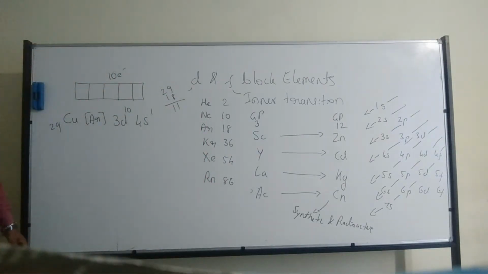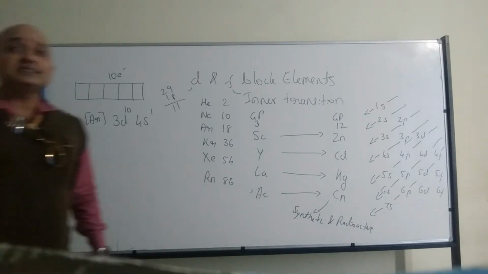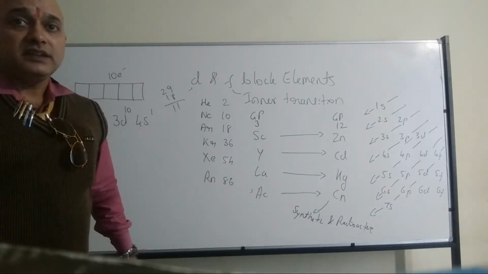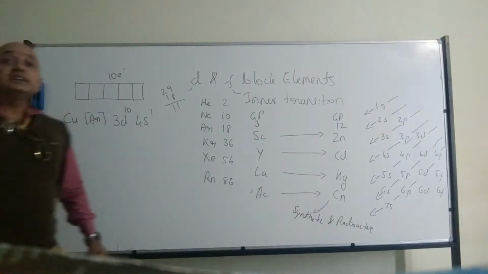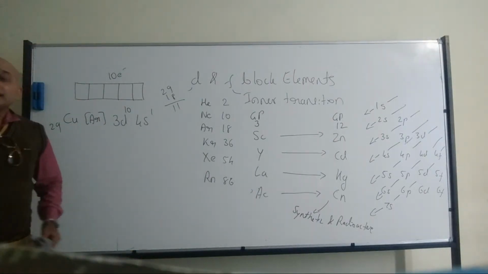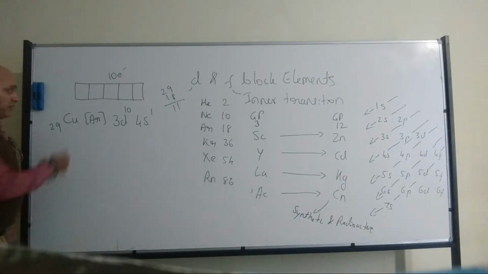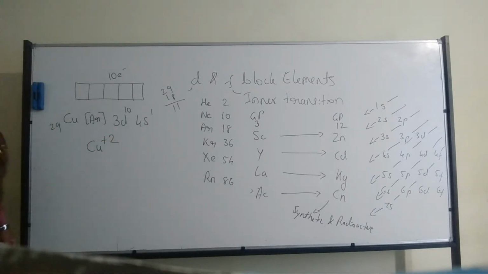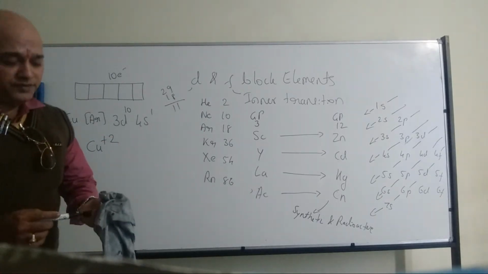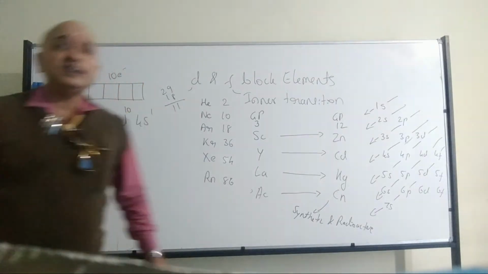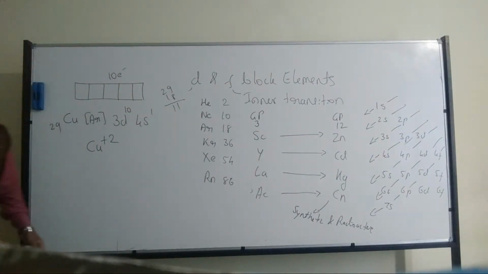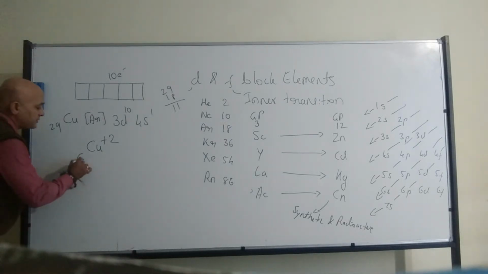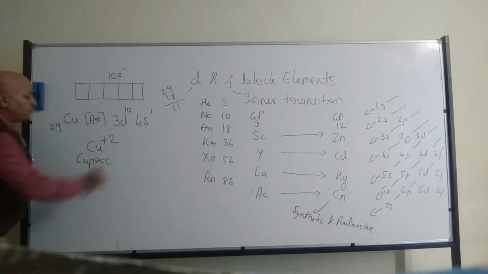Now if you observe here, the d subshell is completely filled. Right? The d subshell is getting completely filled. But still copper is called a d block element. That is because one of the stable ionic forms of copper is +2. That's not related to electronic configuration. That is related to hydration enthalpy. Anyway, we are going to discuss it later. So that's where I have the cupric form of copper. We have the cupric form.